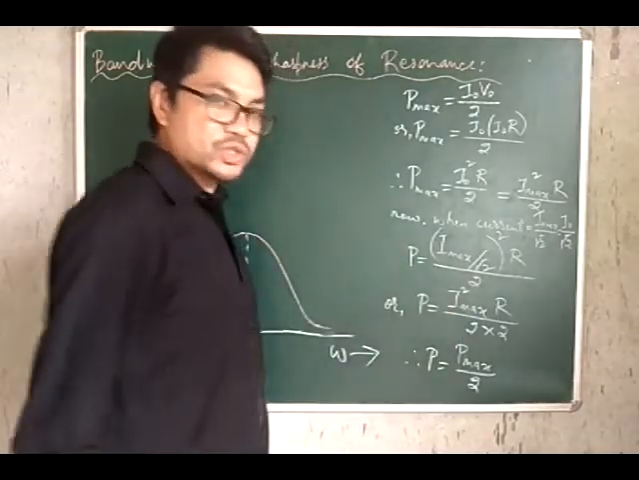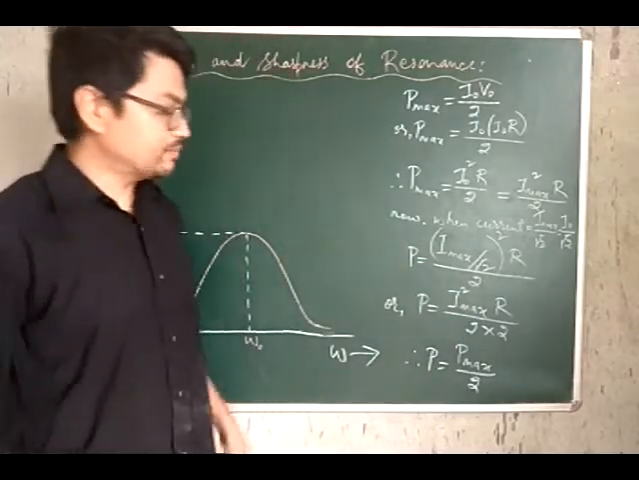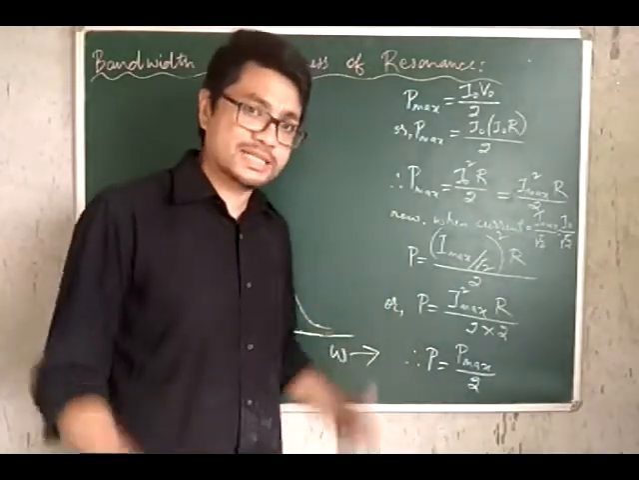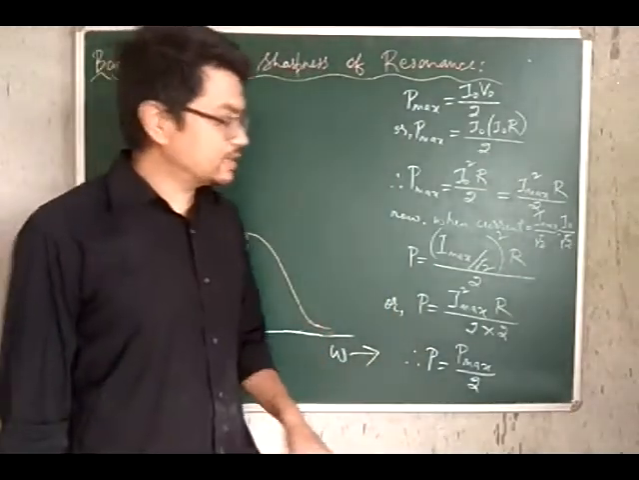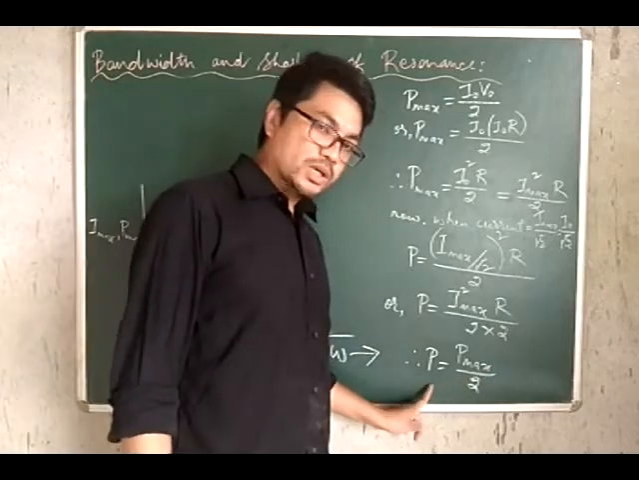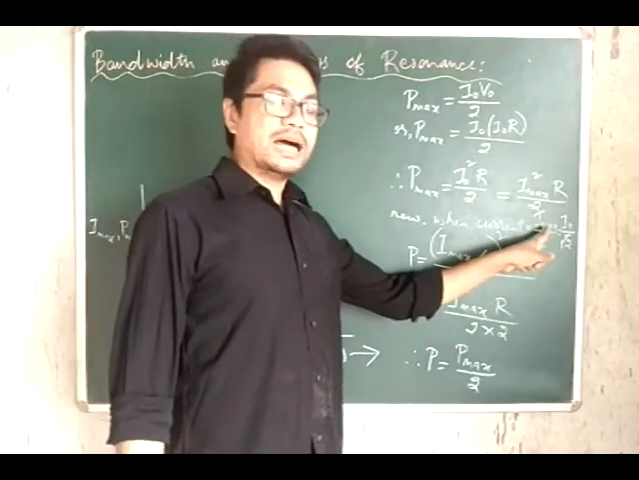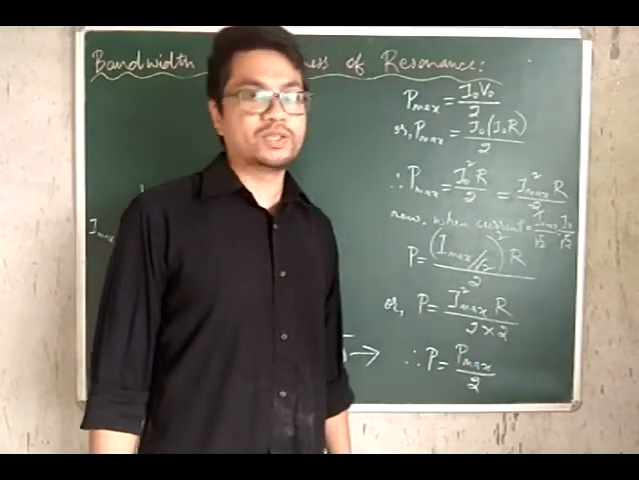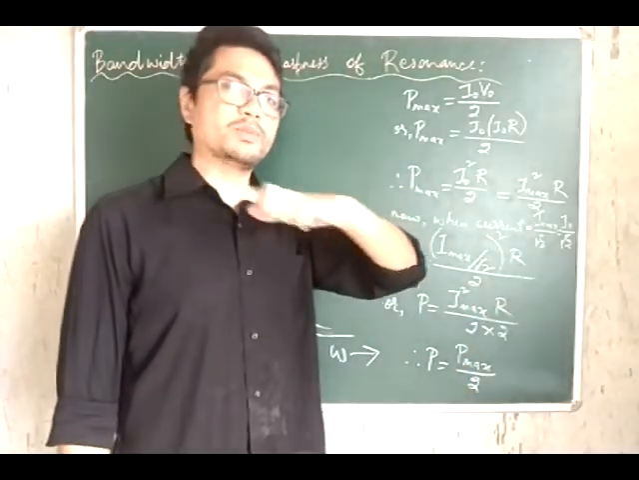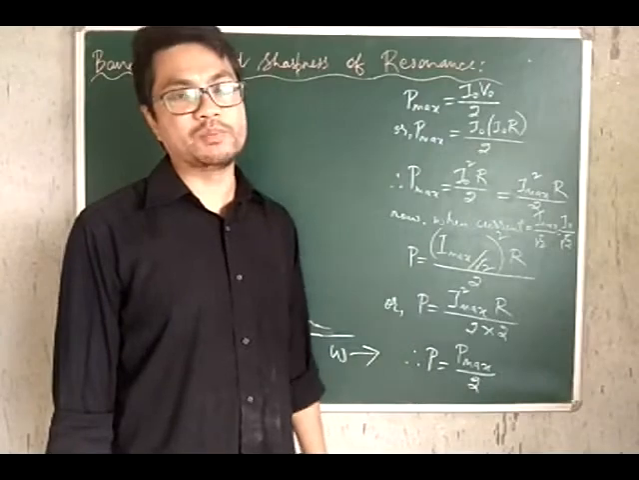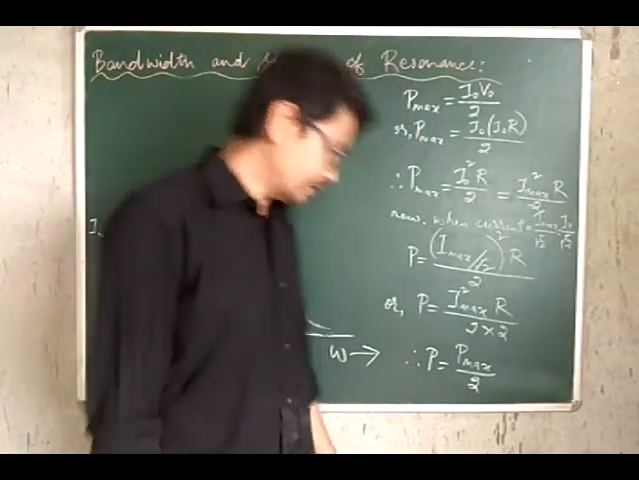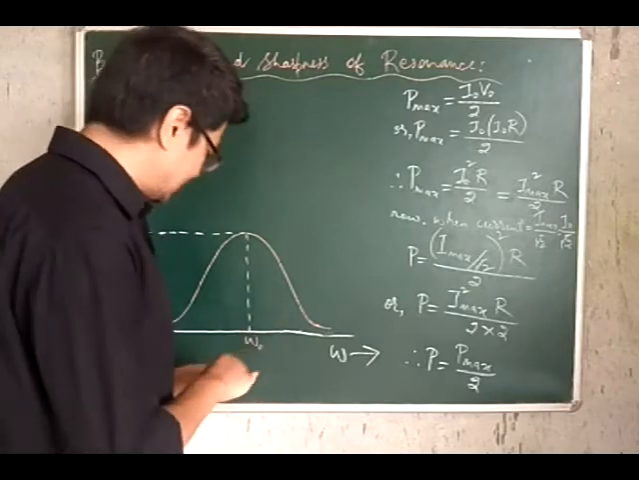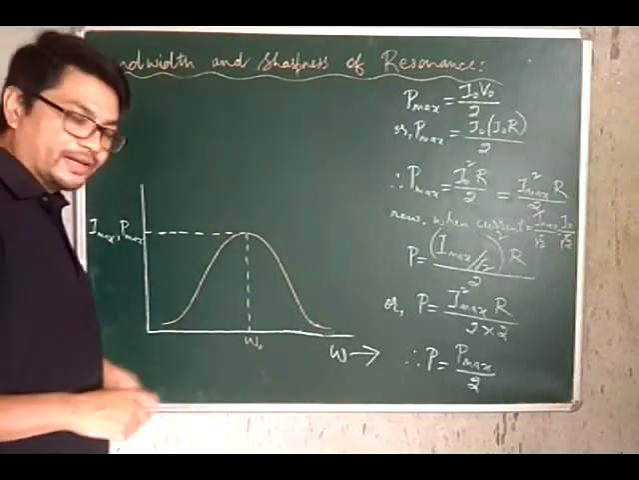Okay, pay attention to this mathematics. Obviously you will not be asked about this mathematics, this is only for our understanding. So get one thing very clearly here. The value of power corresponding to I max by root 2 value of current is P max by 2. That is, the power will be half of its maximum value. Like I said, I'll tell you why I'm talking about that. Okay, so coming back to this picture again.